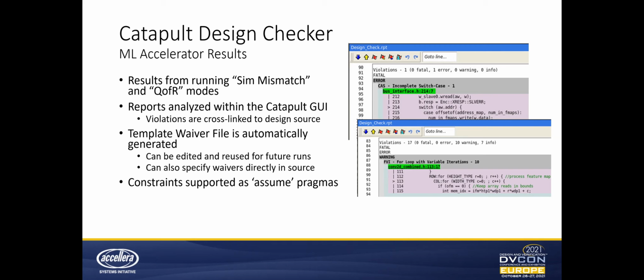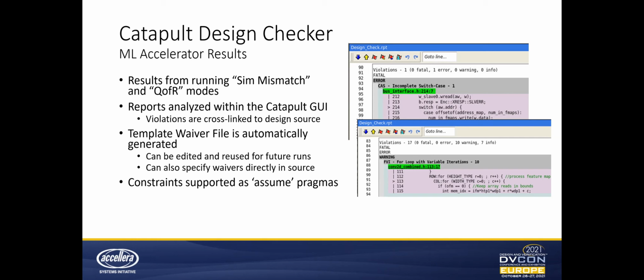The other screenshot shows a QoR finding, and these typically show up as warnings or infos instead of errors. Again, warning the user when their coding style could result in less than an optimal result. All of the Design Checker results can be analyzed via text reports or from within the UI.